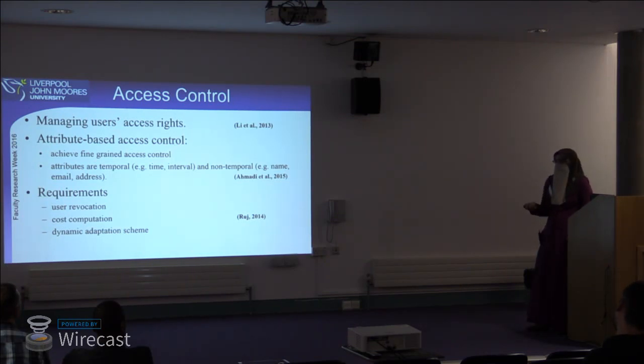From analyzing the existing access control schemes, we found that each access control scheme has crucial requirements. The first important one is user revocation, that after the user has been revoked from the system, he will no longer be able to access cloud resources. The second one is, how can I build a secure system with low computation cost? The last one is a dynamic adaptation scheme, and we intend to achieve that by using context information because it's dynamic in nature, and we can gather the context information from the Internet of Things.